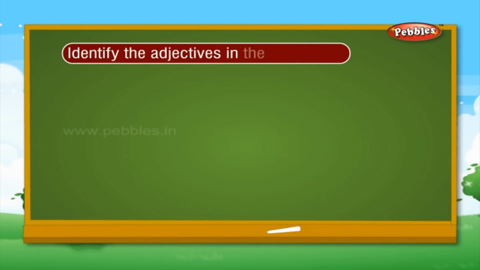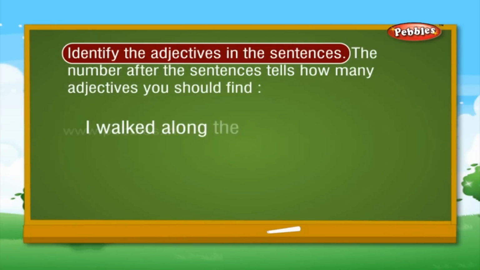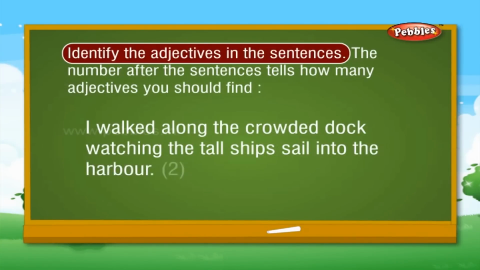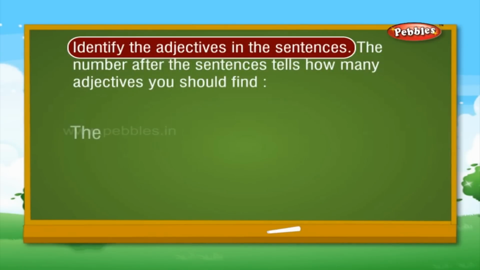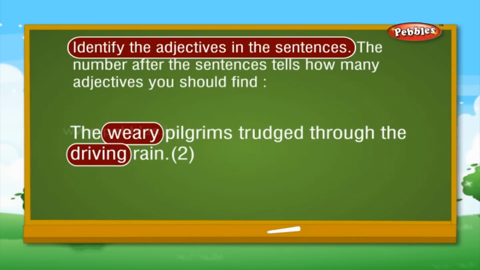Identify the adjectives in the sentences. The number after the sentence tells how many adjectives you should find. I walked along the crowded dock, watching the tall ships sail into the harbor. Crowded, tall. The weary pilgrims trudged through the driving rain. Weary, driving.